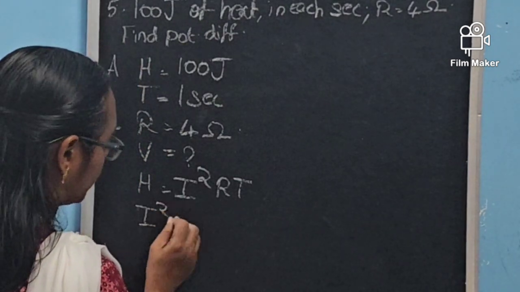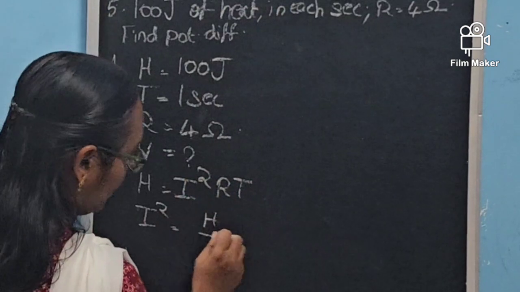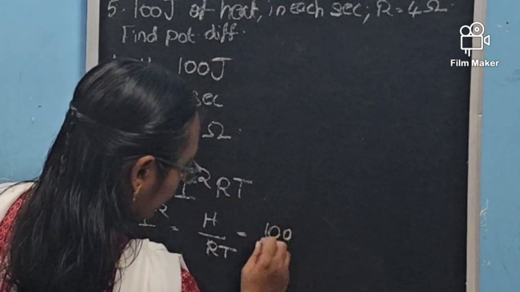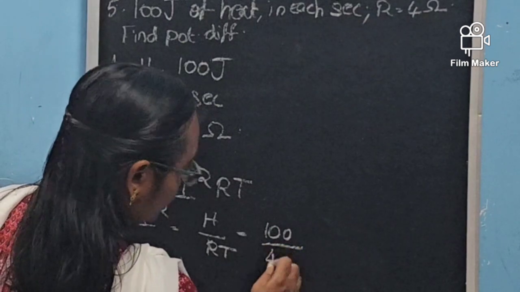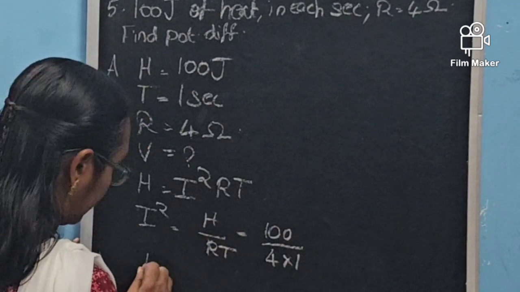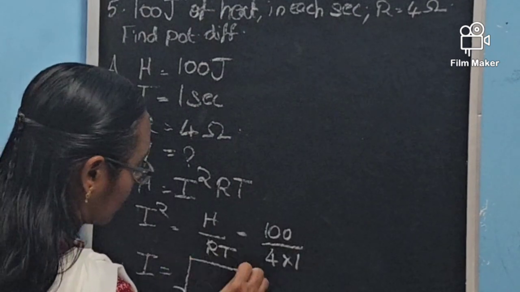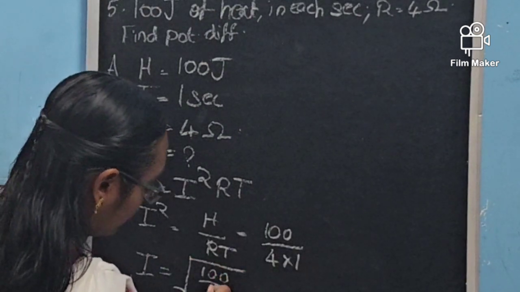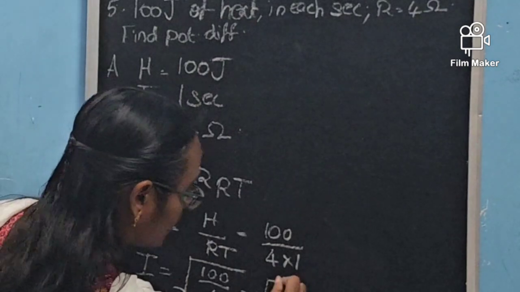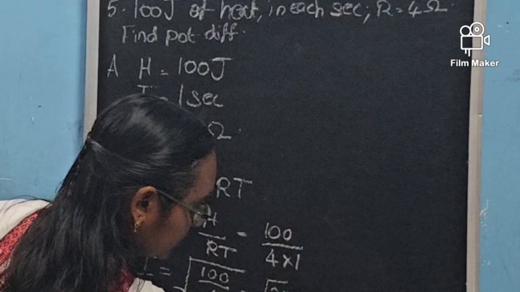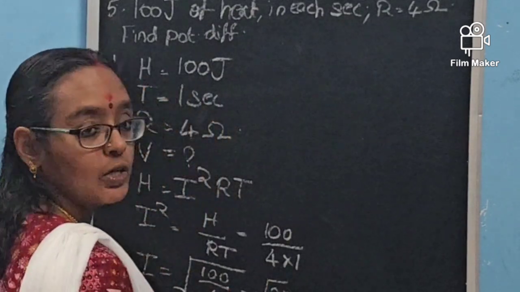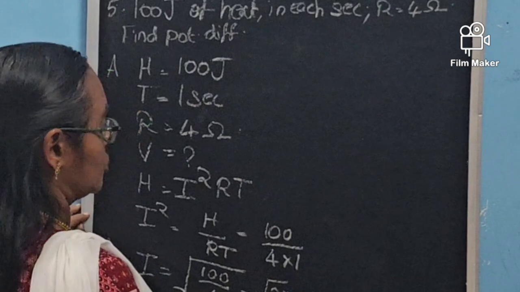I square is equal to what? I square is equal to H by RT, that is 100 by 4 into 1. We will get I square only. If we have to find I, I will be root of 100 divided by 4. What is 100 by 4? 100 by 4 is 25. Root 25 is 5. What is this 5? 5 is the current, so it will be ampere. So 5 ampere is my current.